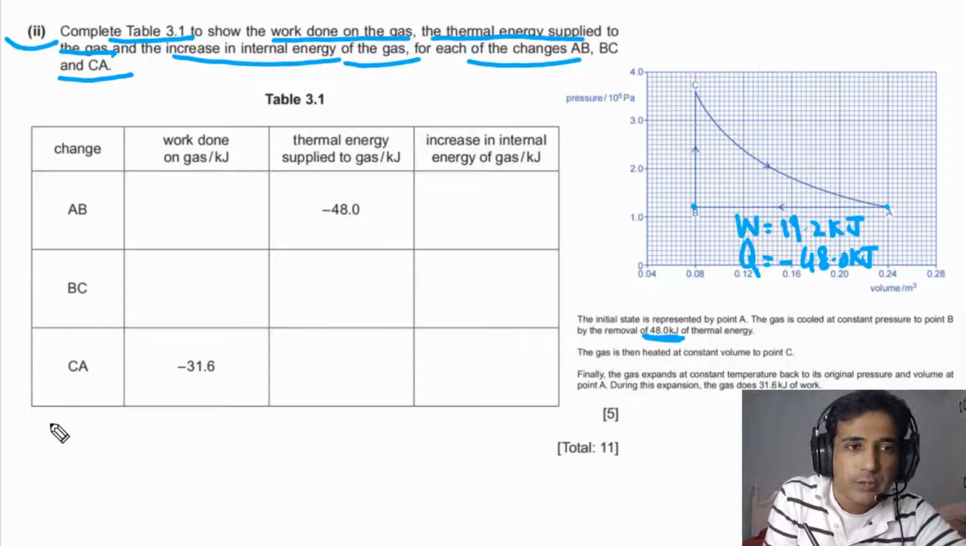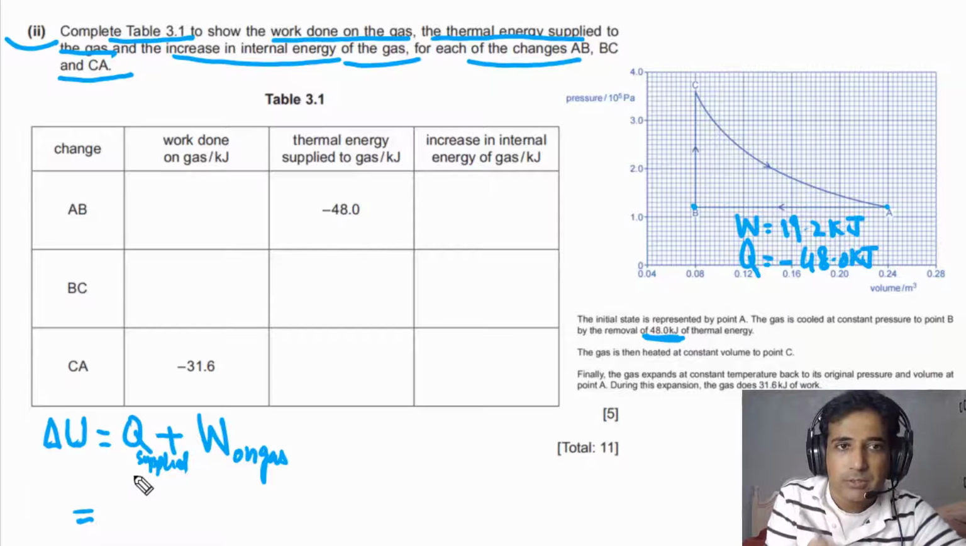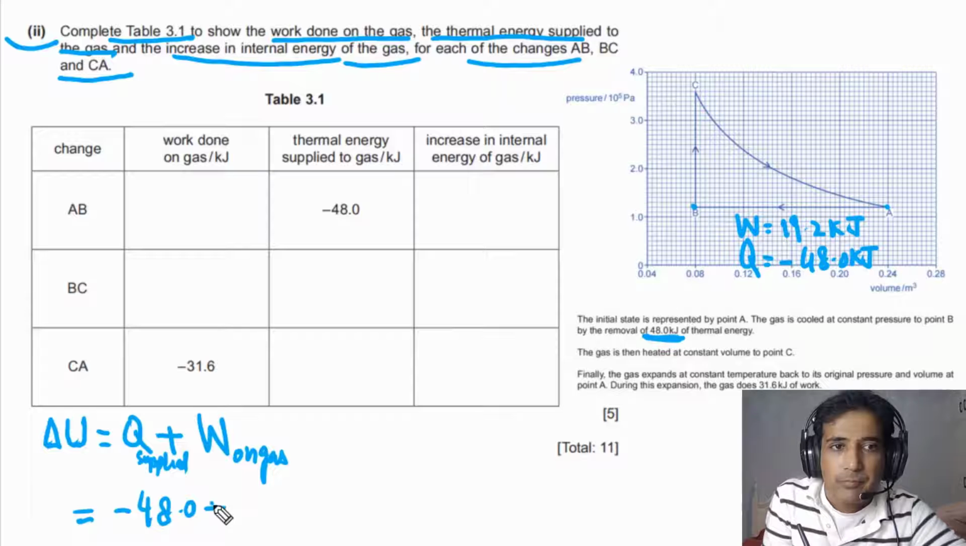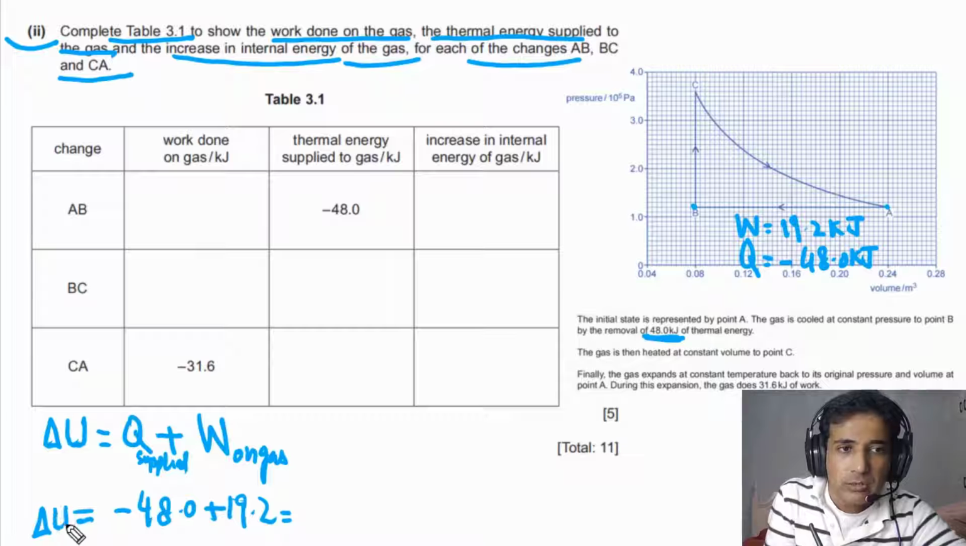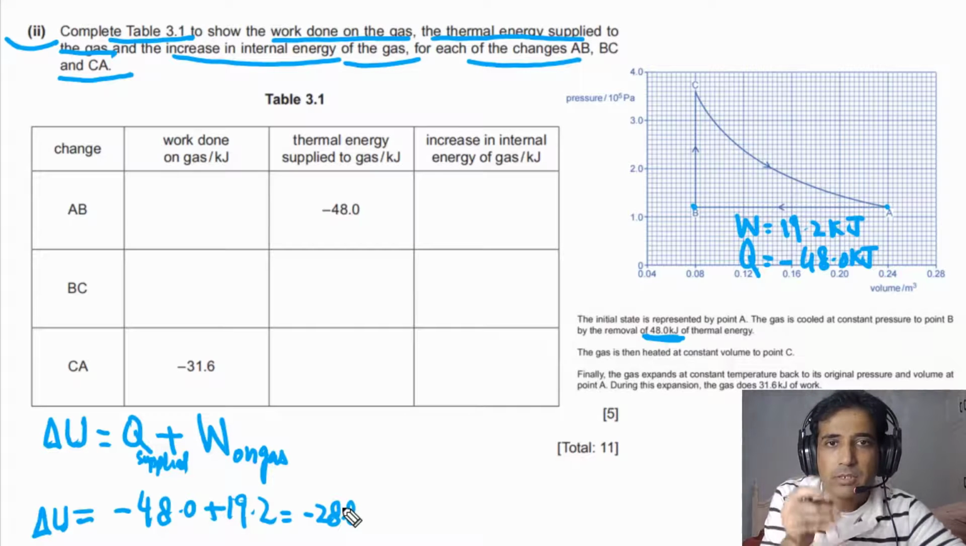So we have to use first law of thermodynamics. According to first law of thermodynamics, delta U is equal to Q, this is the thermal energy supplied, plus work done on gas. So this is work done on gas, and this is thermal energy supplied. In this case, thermal energy is released, so this one has to be negative 48.0 kilojoules. Work done on gas, that is equal to 19.2. So the change in internal energy will be equal to negative 28.8. So it simply means that internal energy decreases.